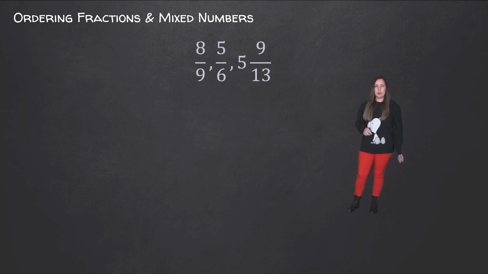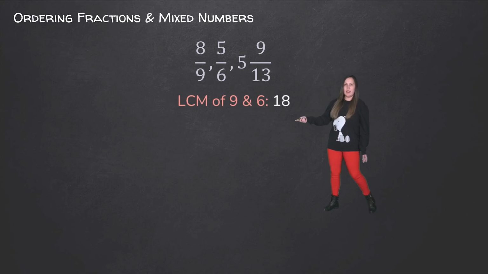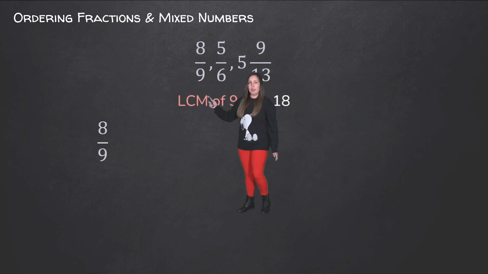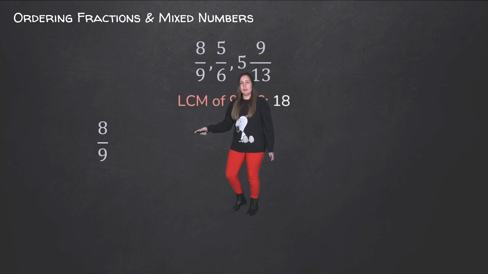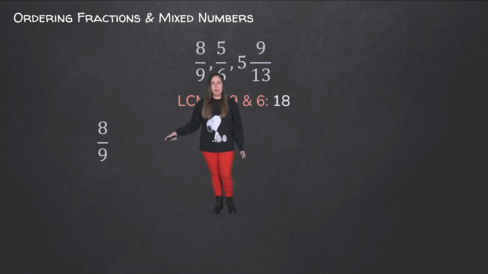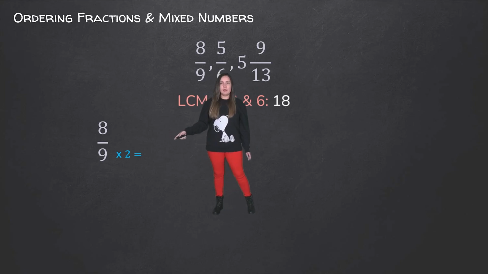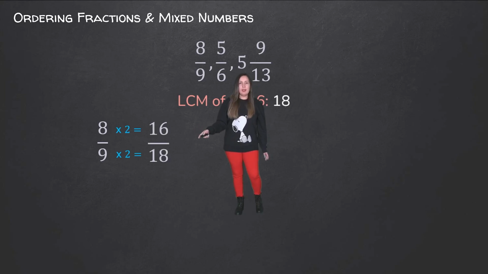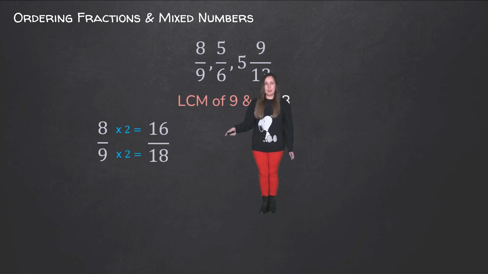So we're going to take our fractions and make sure they have a denominator of 18. Starting with 8 over 9, in order to get a denominator of 18, we have to multiply 9 by 2. Whatever we do to the denominator, we have to do to the numerator. So 8 times 2 is equal to 16. 9 times 2 is equal to 18.